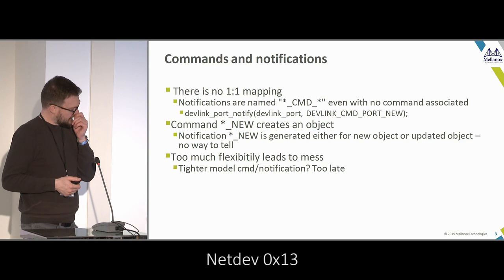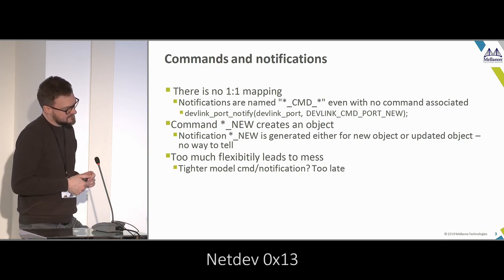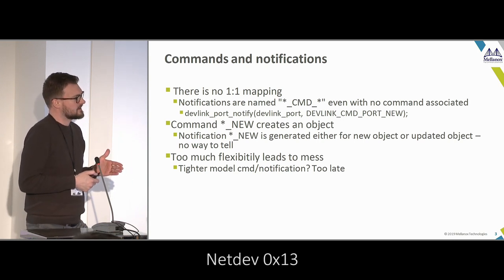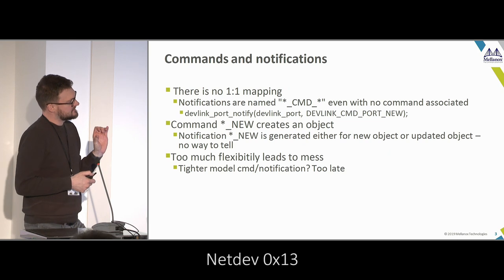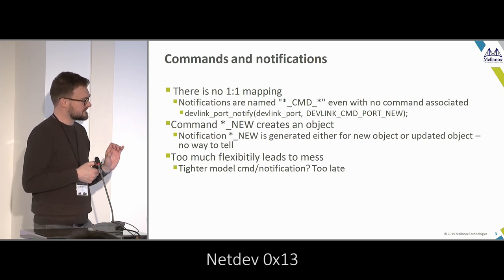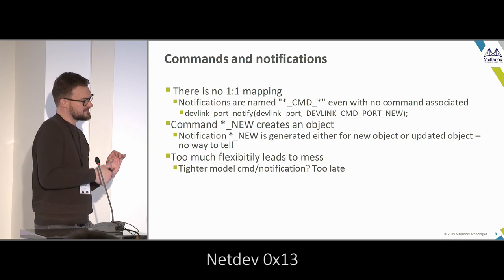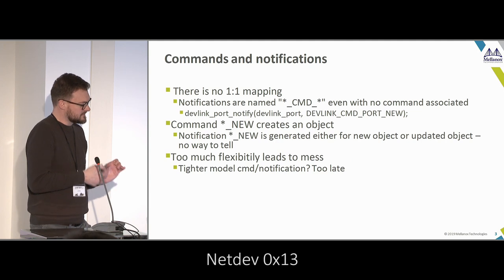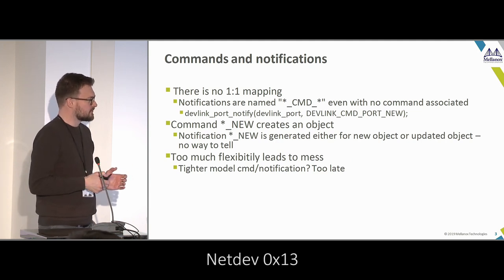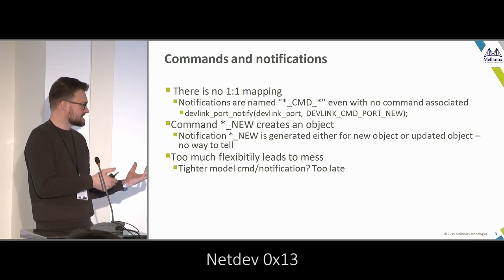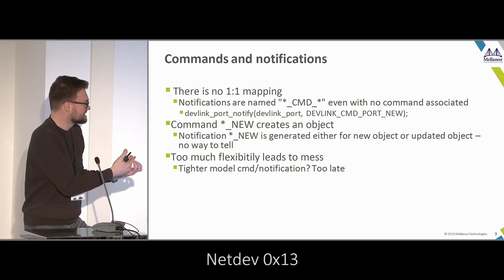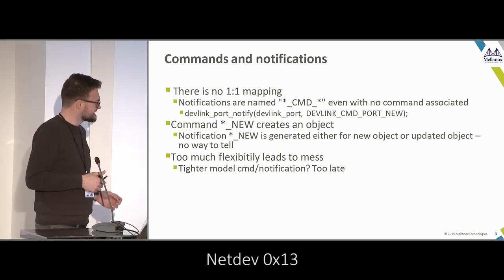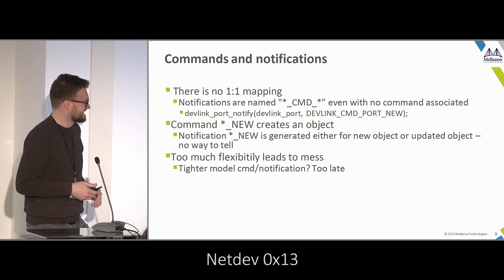And the last thing on the slide I put, if you look at these issues, the Netlink interface is too flexible, so it allows people who are implementing an API using it to make a mess, basically. So maybe it would be good to have a tighter model to tie the commands and notifications together somehow when you define the interface. But it's too late for that, I know. Putting that into the lessons learned and things to do better going forward.